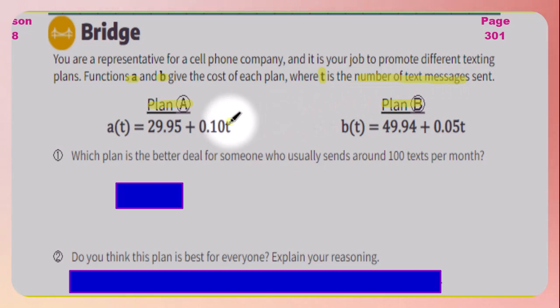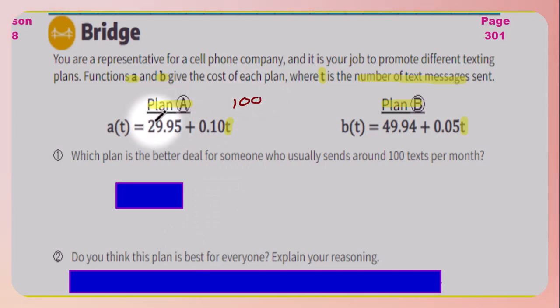Okay, so this is a number of text messages. A little bit different than time. It's going to be the number of messages. Which is a better deal for someone who usually sends around 100 texts per month? So how would we do this? Okay, T is the number of texts. So in your calculator, replace T with 100.